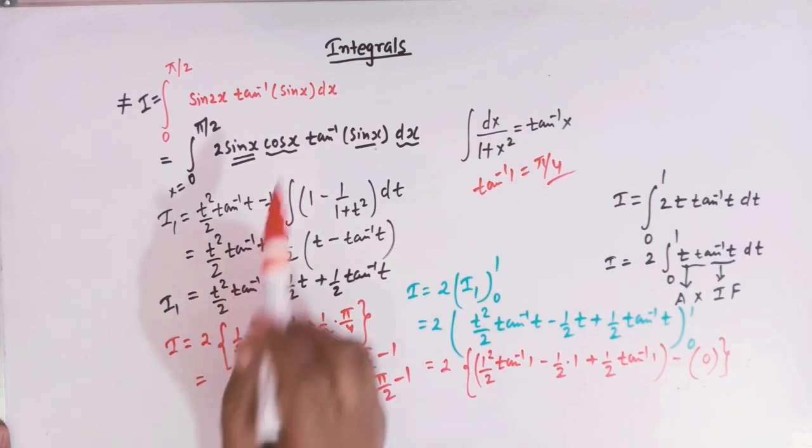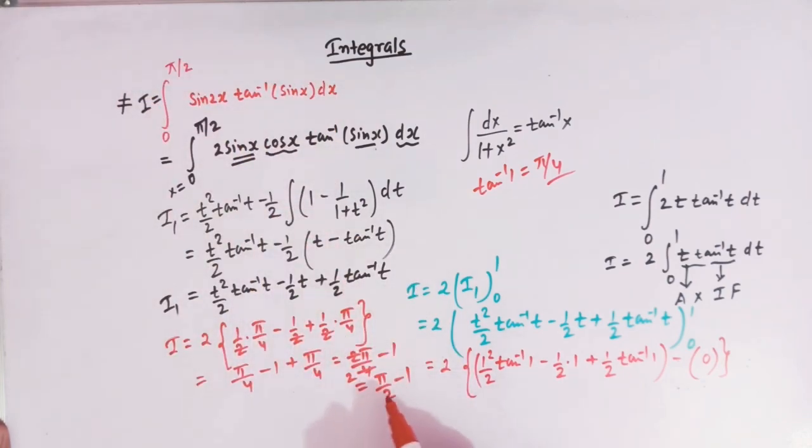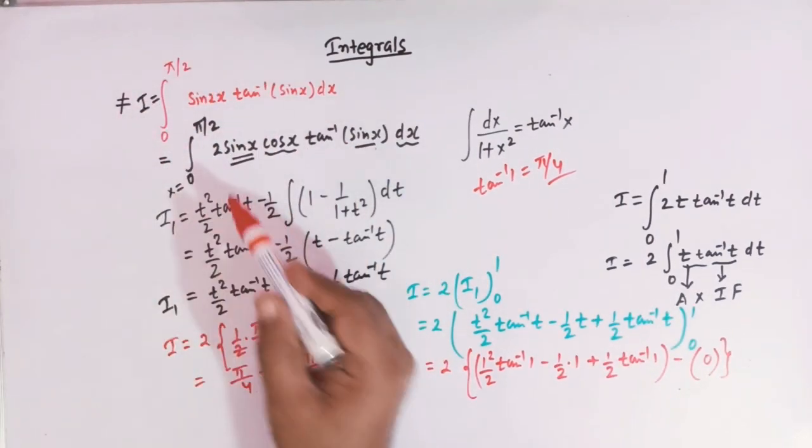So the value of this integral is equal to pi by 2 minus 1, right? So viewers, this is how by making use of the method of substitution and integration by parts, we can solve these type of integrals.